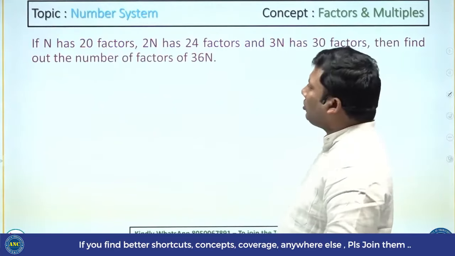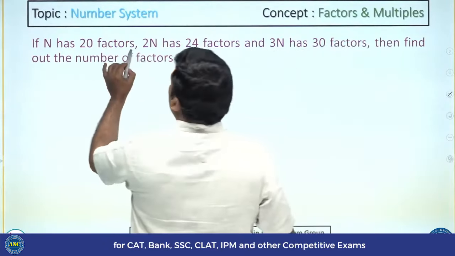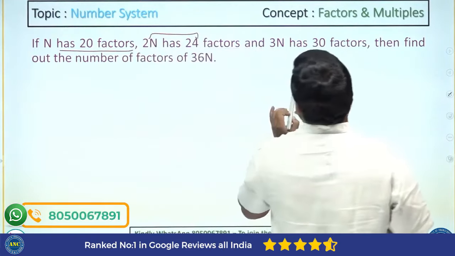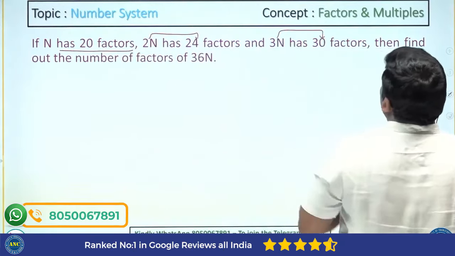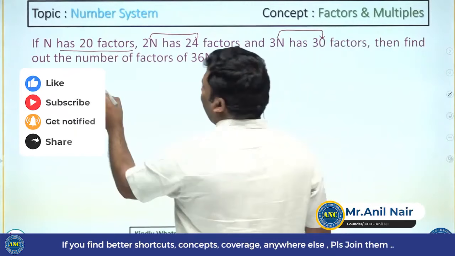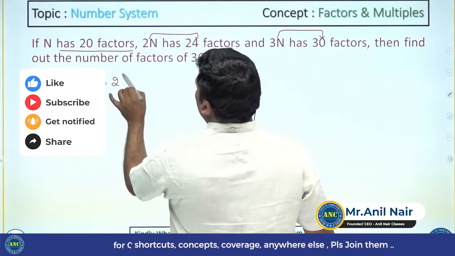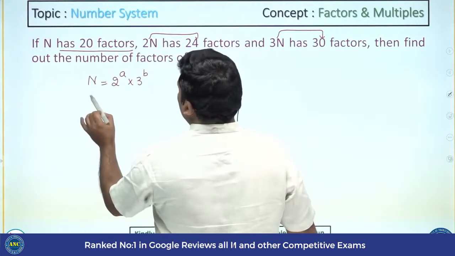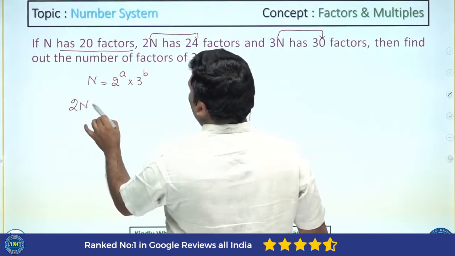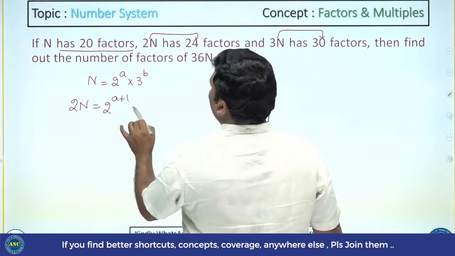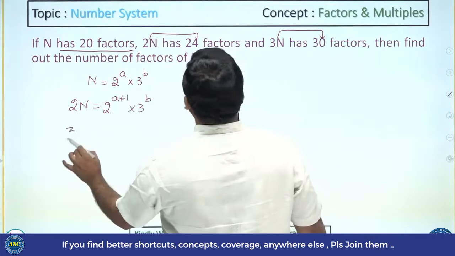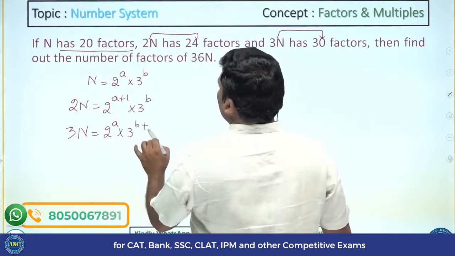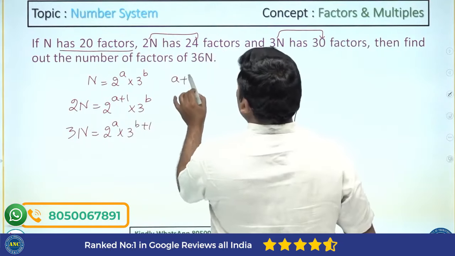If a number has got 20 factors, and if I multiply by 2 the number of factors changes, and if I multiply by 3 the number of factors changes, then definitely the number should be of the form 2 power a into 3 power b. 2n, as we already did in this model, will be 2 power a plus 1 into 3 power b. 3n will be 2 power a into 3 power b plus 1. So what will be the factors for these numbers?